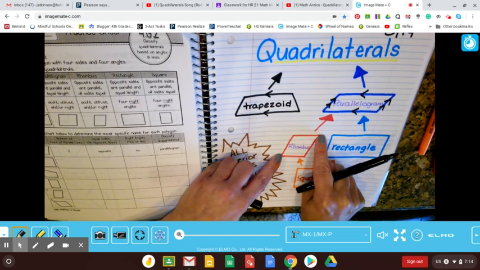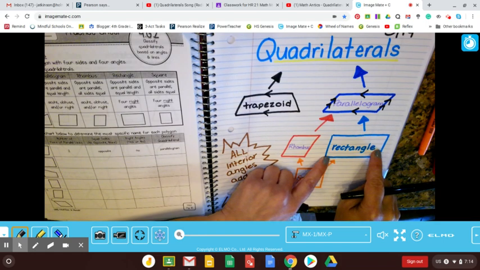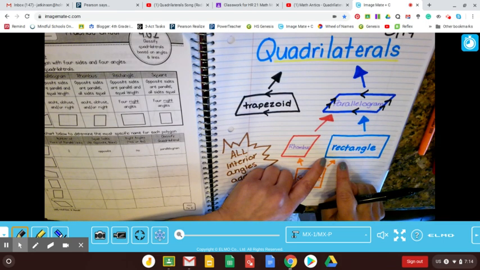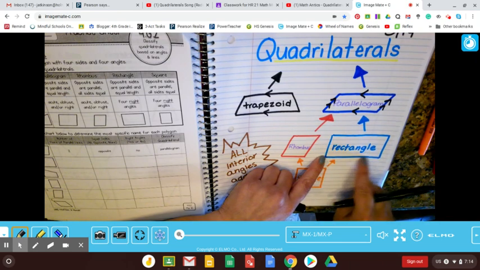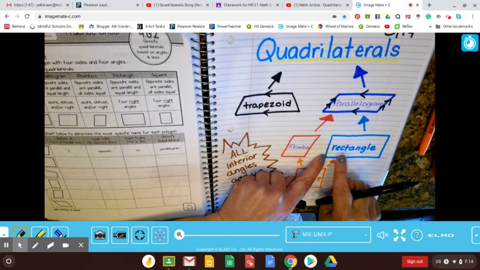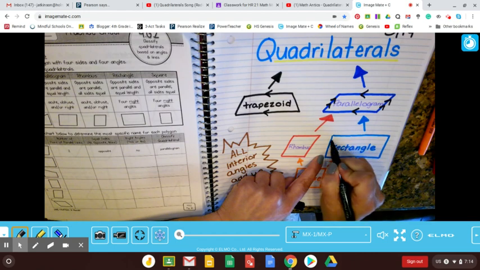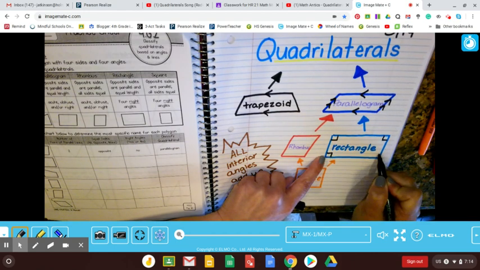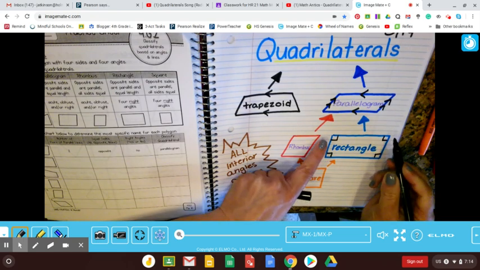So that's a rhombus. Now, a rectangle is also considered a parallelogram because just like a regular parallelogram, we have 2 pairs of parallel lines. But what classifies a rectangle as a rectangle is that it has 4 right angles. So I'm going to make those little right angle marks right there.